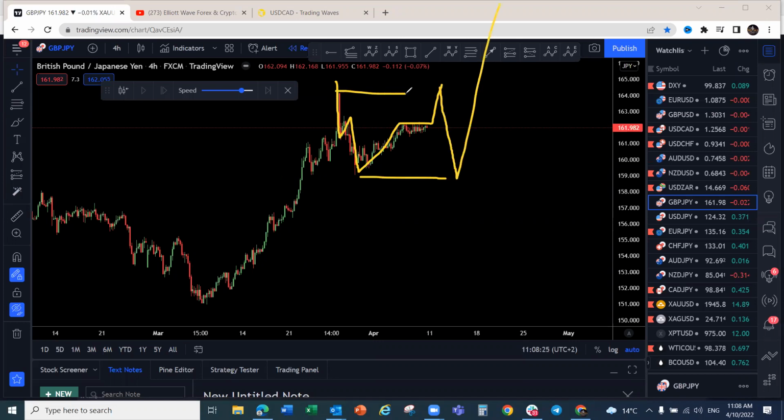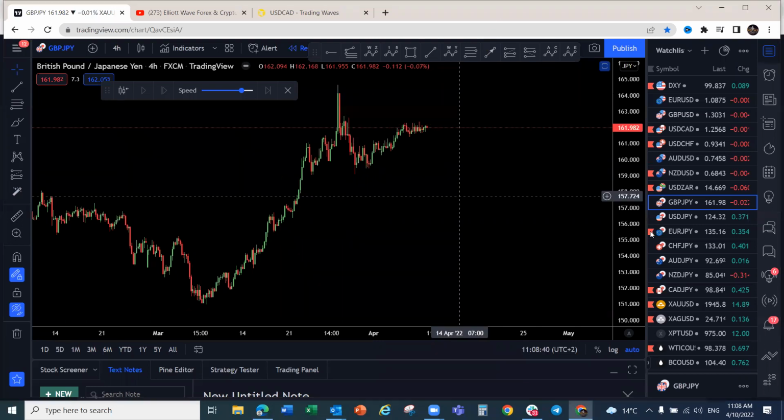We are still bullish on pound yen, and this will possibly be an ABC structure or a WXY structure, depending on the makeup of the structure. ABC, and then we look for this one to continue pushing to the upside. All right, so that is pound yen.